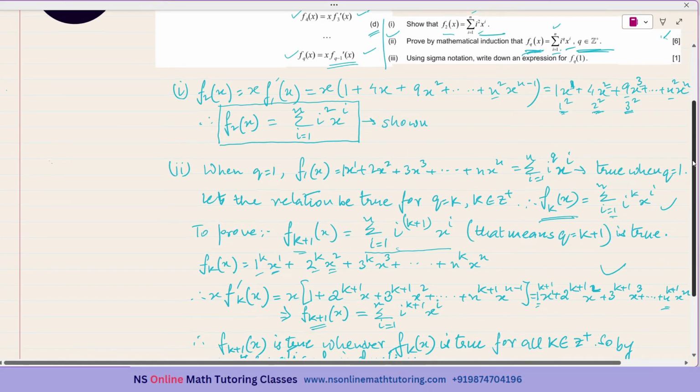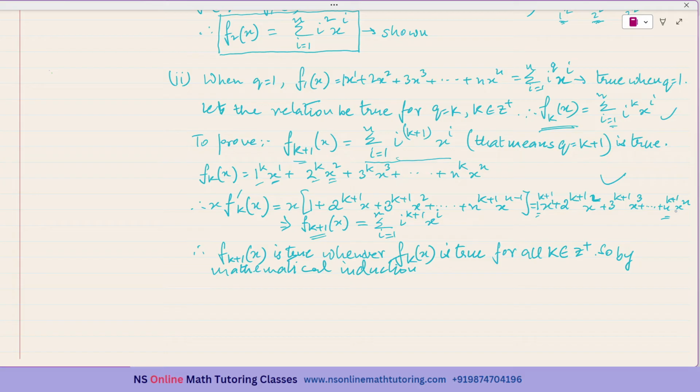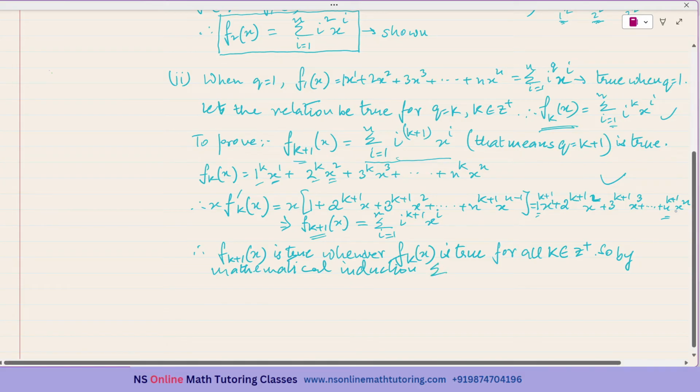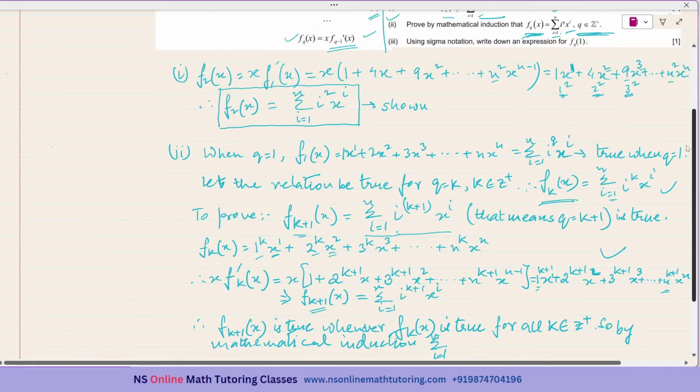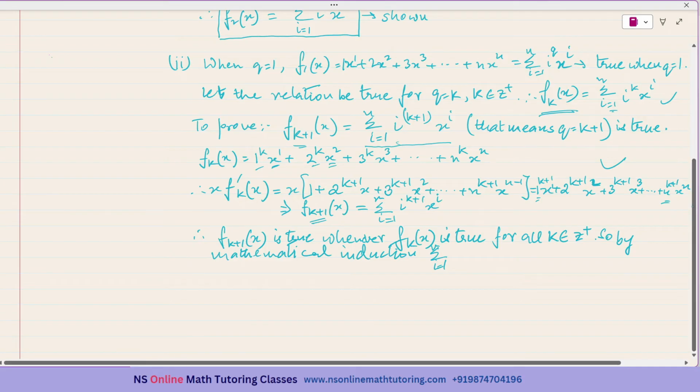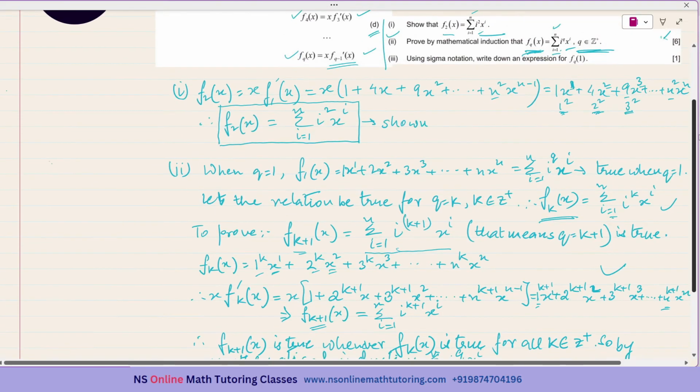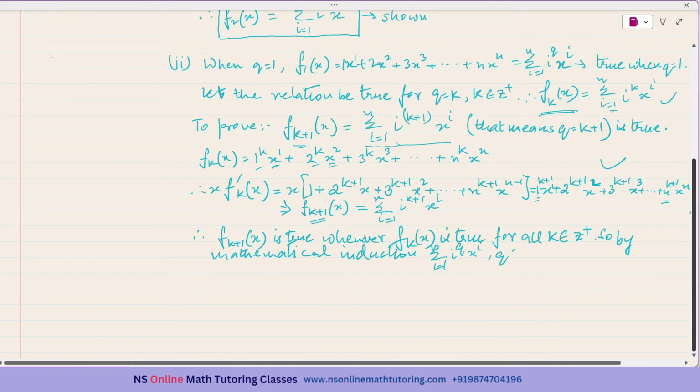What should I be doing? If f q of x, sigma i equal to 1 to n. I did not write f q of x first, so I'll be writing it later on. i to the power of q, x to the power of i, and q belongs to the set of positive integers, equal to f q of x is true. Okay.